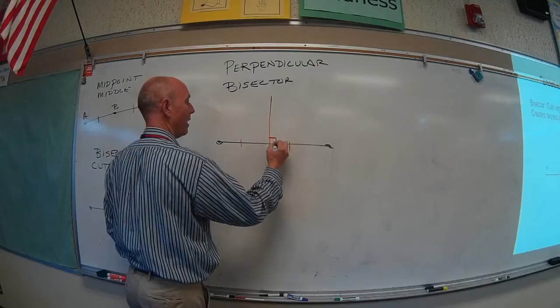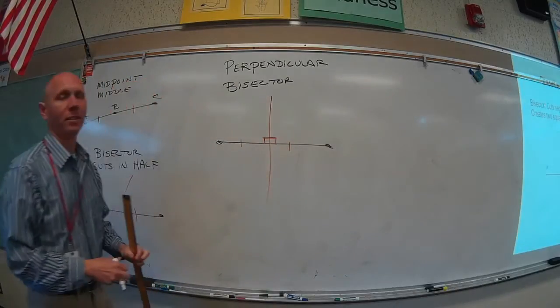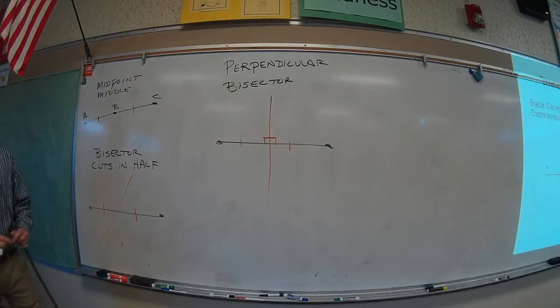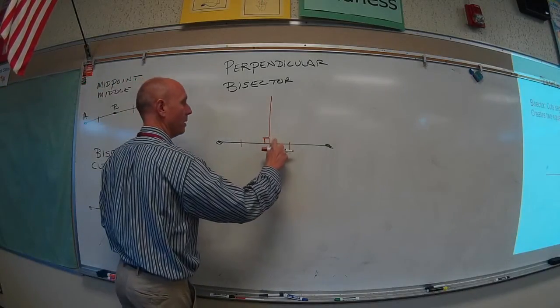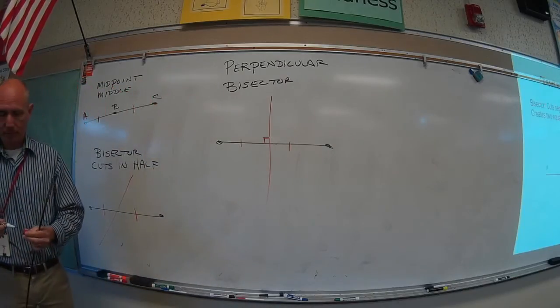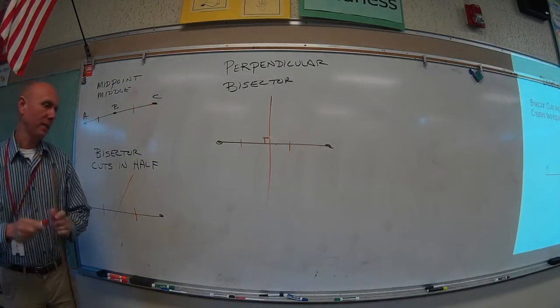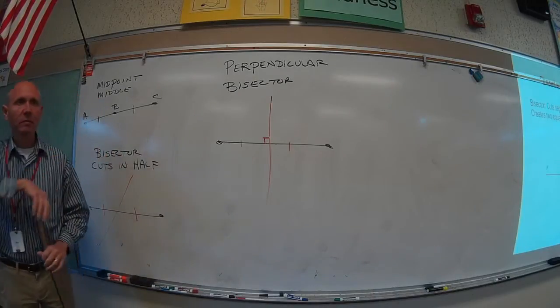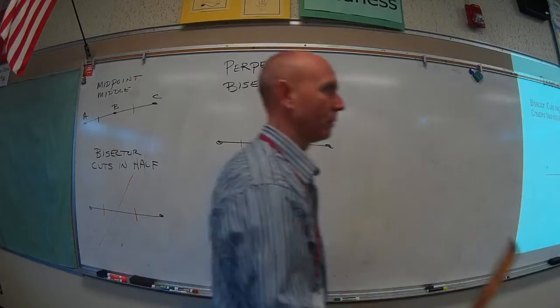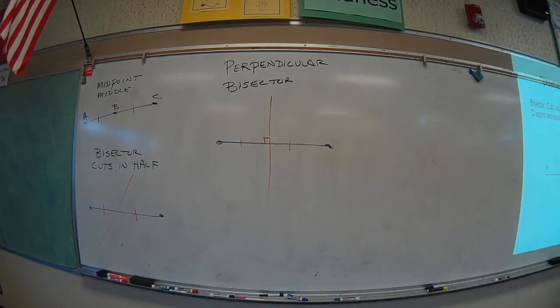It bisects it, but it's perpendicular. I put those little 90-degree marks in there to show it's perpendicular. Mine is not straight. Perpendicular bisector. There it is. It cuts it in half and is perpendicular. Does it keep going? Yes, it can because it's got arrows on it. We have space, we have another box, don't we?